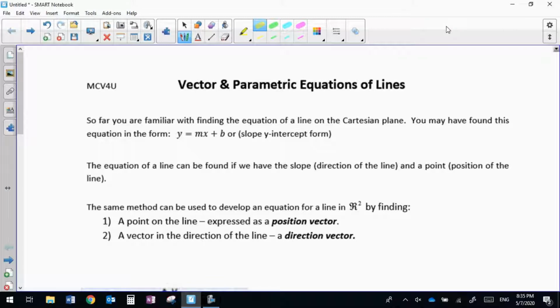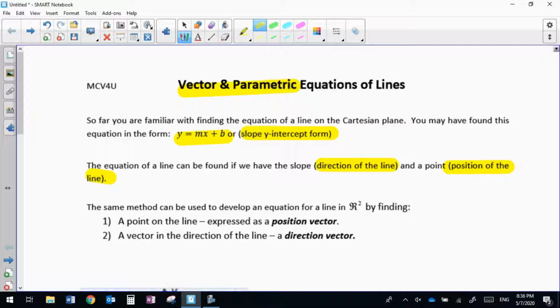So finding the equation of a line is something you're familiar with all the way back from grade 9. We're going to look at 2 different types of equations today called vector and parametric equations. So you're most familiar with equations of lines in the form y equals mx plus b, or sometimes called slope y-intercept form. Given 2 points on a xy Cartesian plane, you can find their slope and then use that to find the equation. Now think about it this way. Think about the equation of a line. The slope is kind of being like the direction of the line, and a point being the position of the line. In fact, that's exactly what lines in the Cartesian plane have.